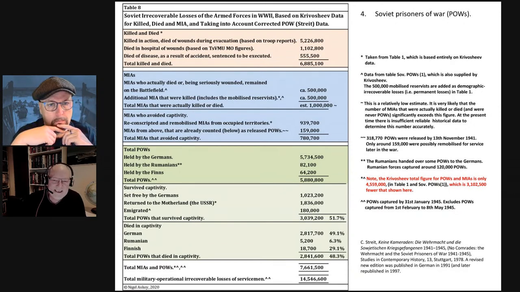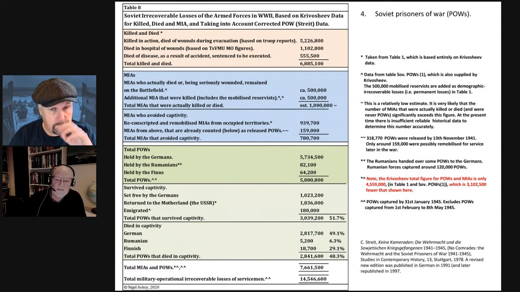He talks about these ones being seriously wounded who remained on the battlefield. These MIAs either died or, really, mainly became POWs. So there's this 1,000 figure. At the moment, this is a relatively low estimate, but there's no way of historically corroborating that little bit of data accurately, because Krivosheev has produced these approximate 500,000 figures, and I think there were probably POWs, but I can't actually confirm that.